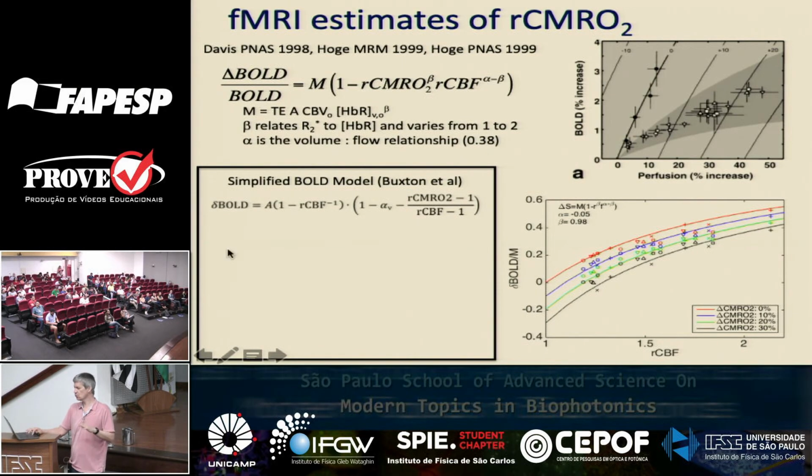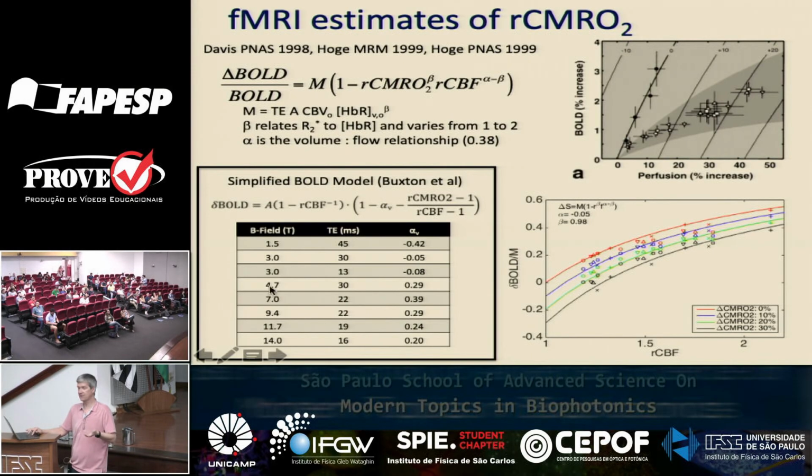Let's simplify this model now. Since we know beta is equal to 1, we can just simplify the model. Rick Buxton has done that. And then we can ask the question, how does alpha change with different MR field strengths? Alpha is a physiological parameter. It should not depend on the physical properties of the MR. But we see that actually alpha is changing quite a bit. This is very strange, right? Basically what this is telling us is this macroscopic model is wrong, right? Alpha is a physiological parameter, but it depends on the magnetic field strength.